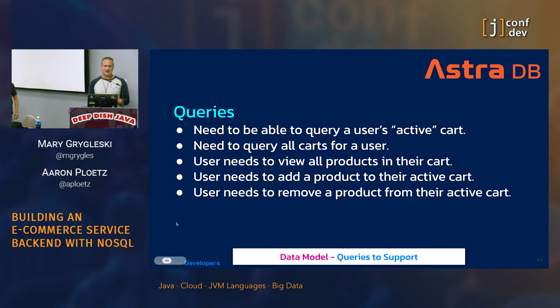So for this example, I decided to look at and show a little bit about how we put some of the cart queries, some of the cart design together. I already mentioned some of these, like we need to query all carts for a user, look at the user's active cart, see all the products in their cart, things like that. And that's actually going to drive us toward putting together how we're going to pull that data back from our data store.